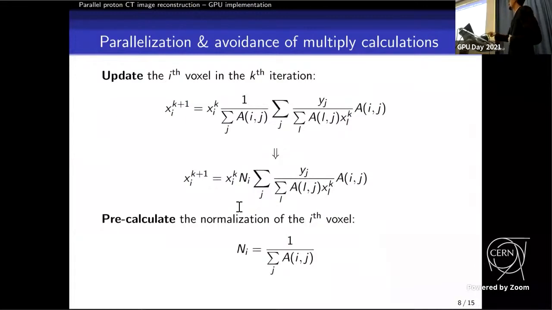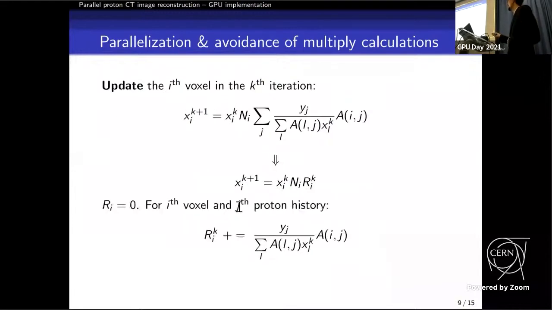So first of all, here in the left-hand side, you can see the approximation of the relative stopping power of the voxel in the next iteration. And here in the right-hand side, the first element is the previous approximation. And this second element is a fraction, which is kind of a normalization fraction based on the whole interactions in which the voxel participates. So it can be pre-calculated before the iteration cycle itself, and it accelerates the solution.